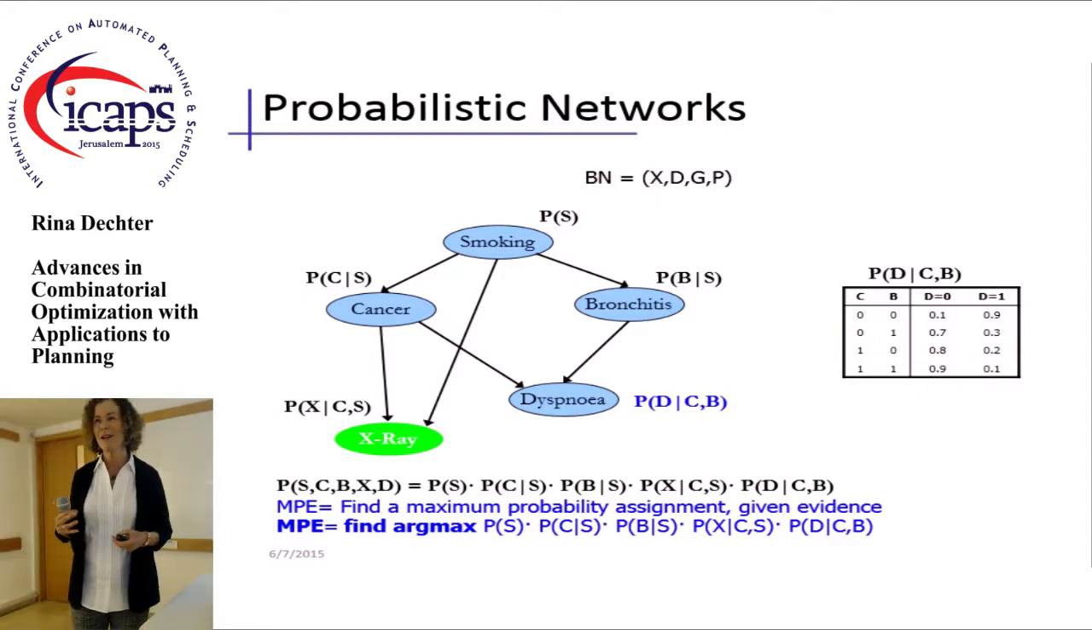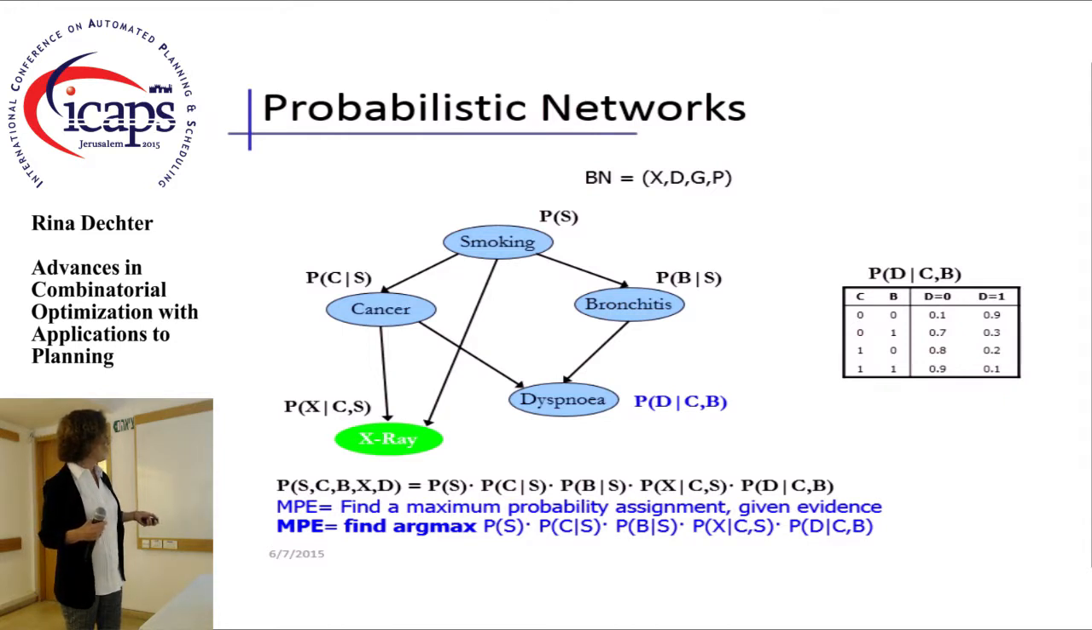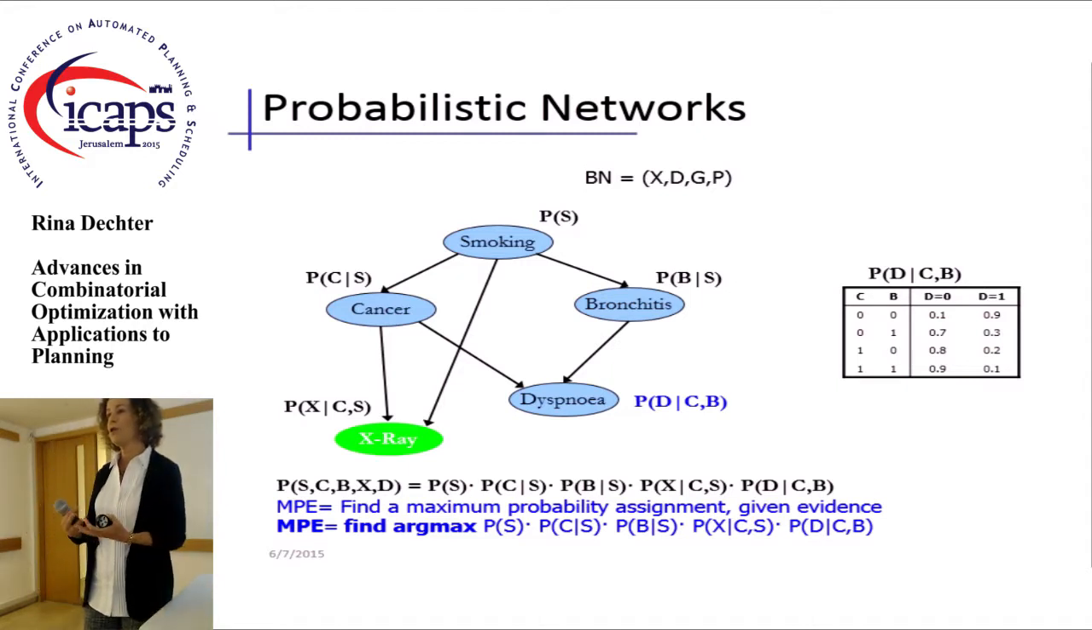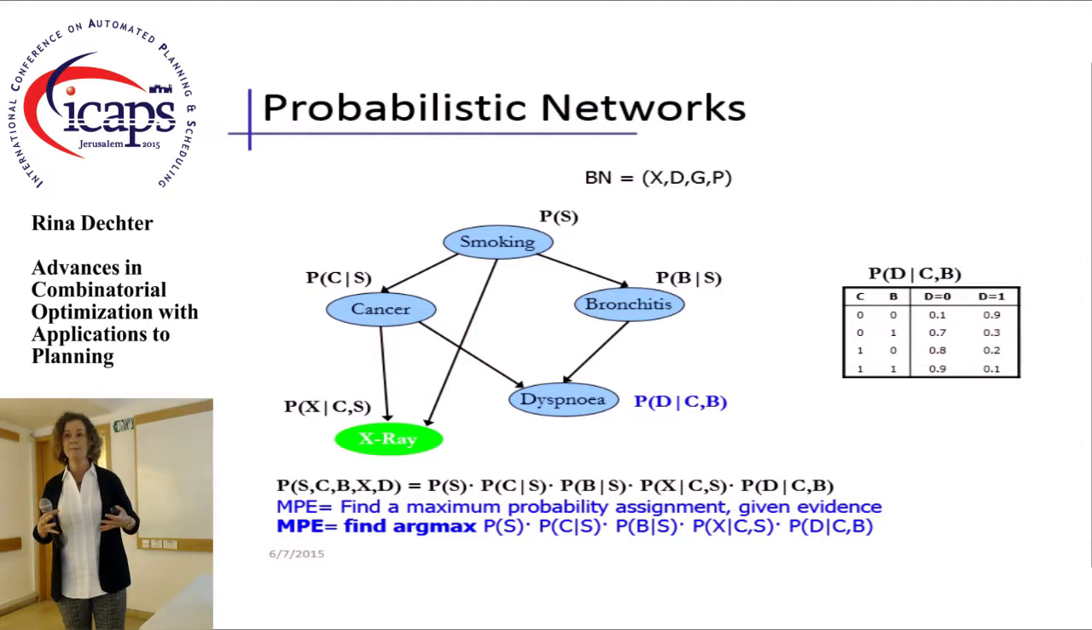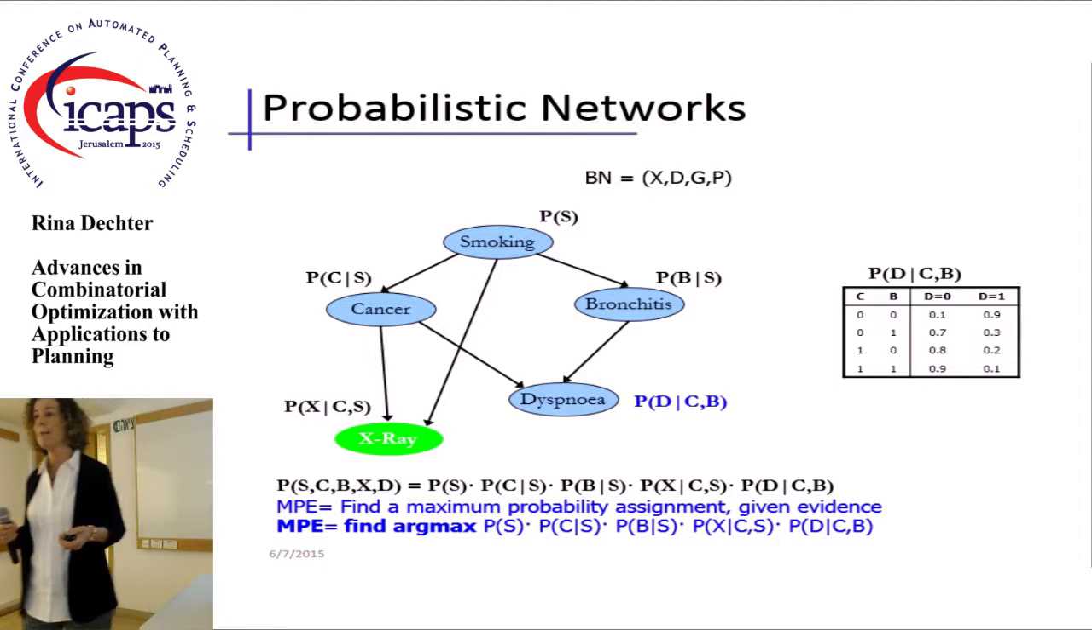MAP used to be marginal MAP, and marginal MAP is a task that I will talk about more later, where you are interested not in an assignment to all the variables that has a maximum probability, but an assignment to a subset of variables that has a maximum probability. Technically, it would mean that you need to project the probability distribution on a subset of variables, which involves summation and so on. So I will use the notions of MPE or MAP interchangeably. And when I want to talk about this other, more complex task, I will say marginal MAP.